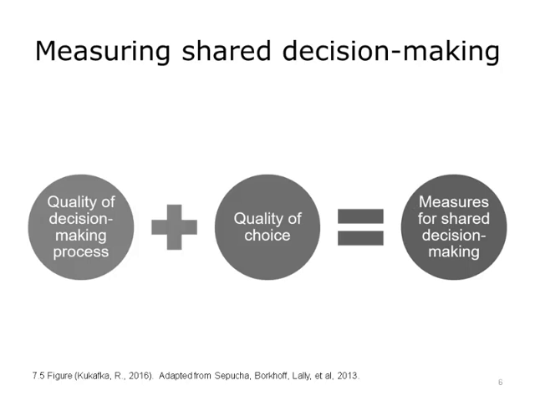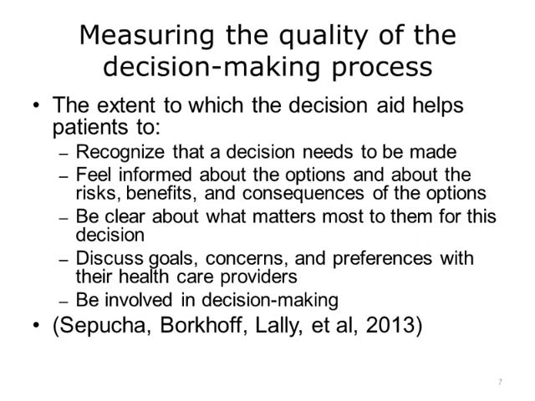To establish the effectiveness of a decision aid, it is critical to provide evidence that the decision aid improves both the quality of the decision-making process and the quality of the choice that is made, or what is known as decision quality. For the quality of the decision-making process, the measures include the extent to which the decision aid helps patients to 1. Recognize that a decision needs to be made. 2. Feel informed about the options and about the risks, benefits, and consequences of the options. 3. Be clear about what matters most to them for this decision. 4. Discuss goals, concerns, and preferences with their healthcare providers. And 5. Be involved in decision-making.